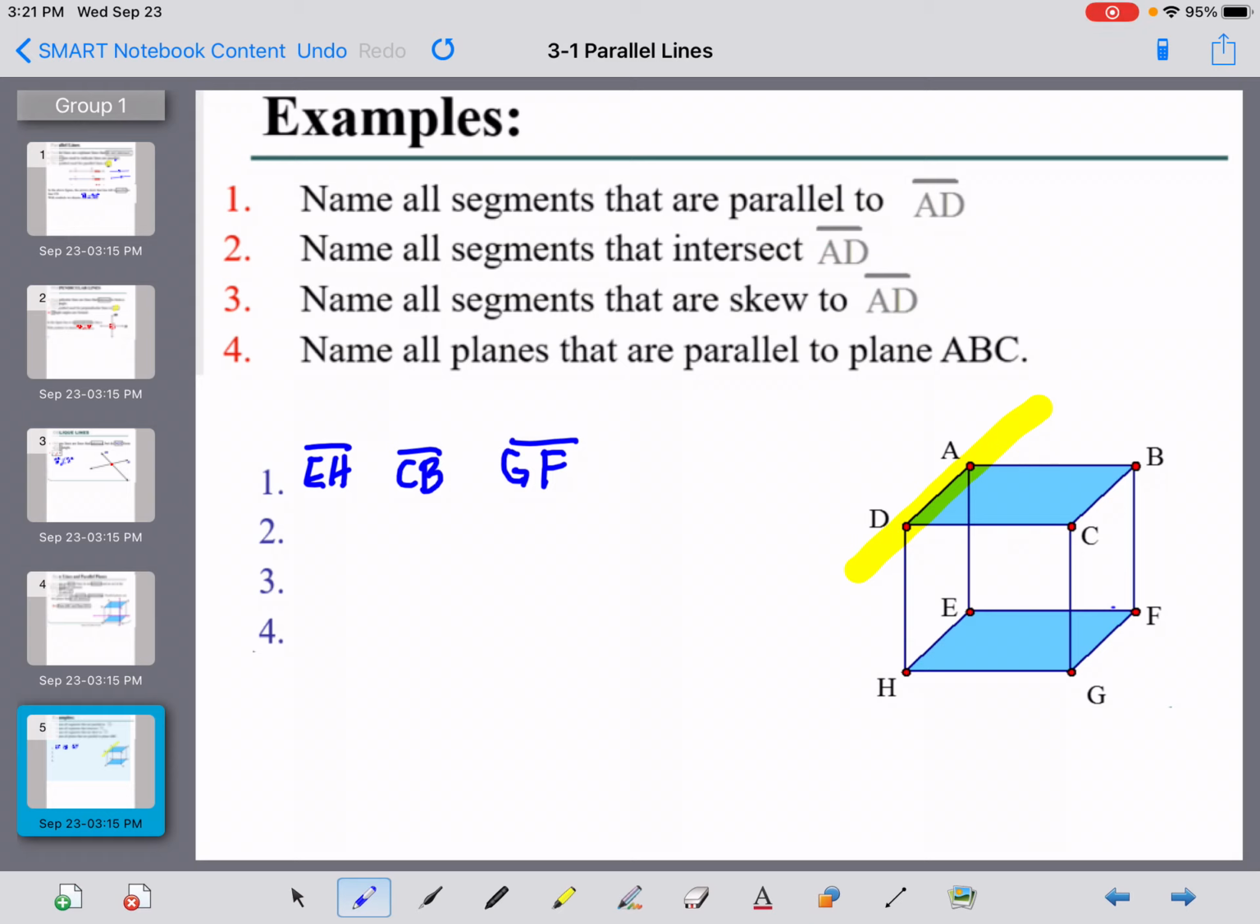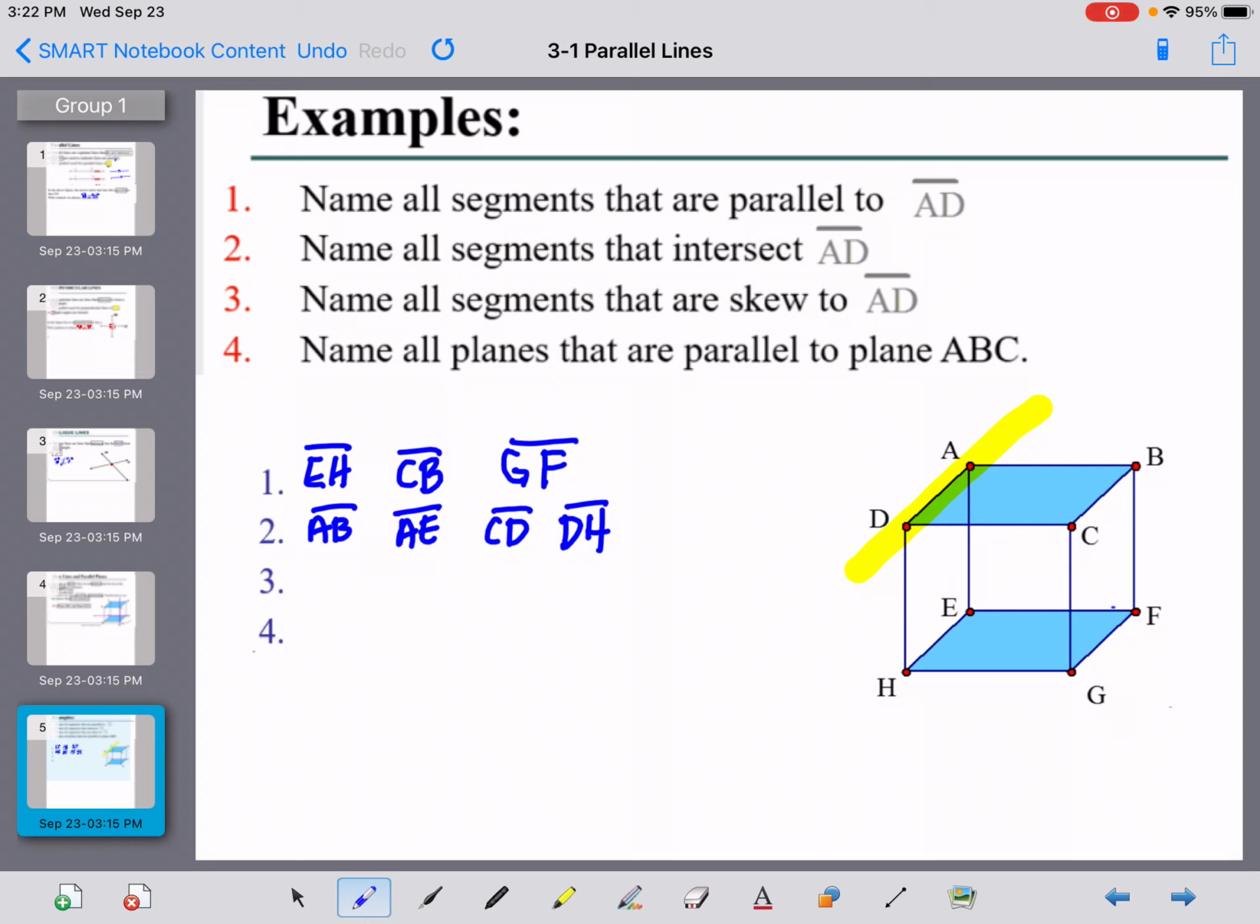Number 2, name all the segments that intersect AD. So if it intersects AD, then that means it touches it at some point. So first we've got AB, AE, CD, and DH. So all 4 of those segments intersect AD.